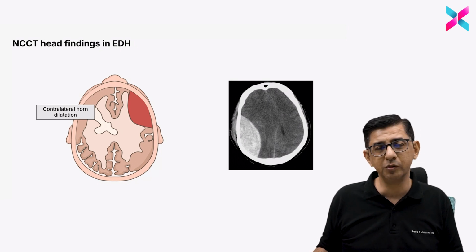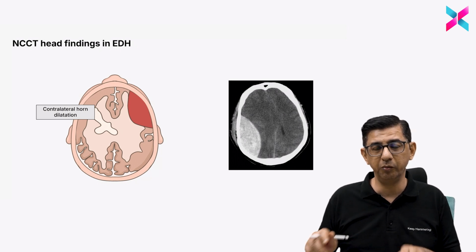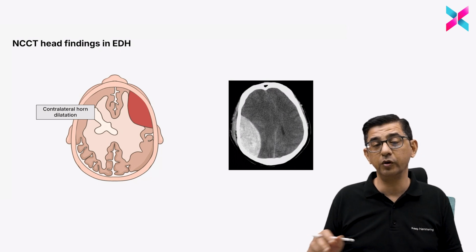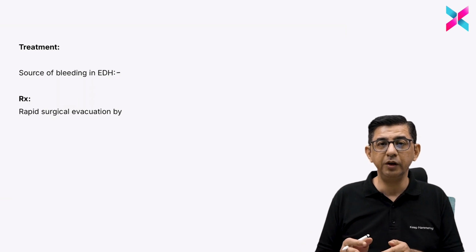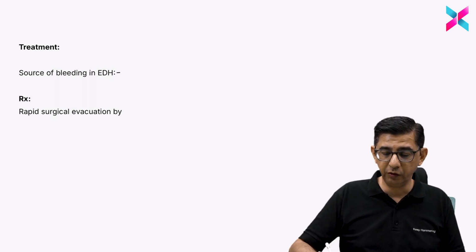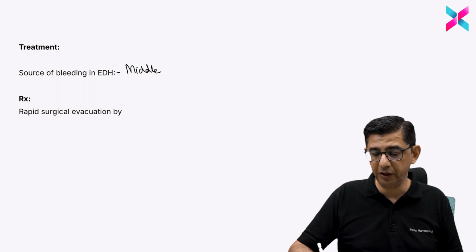So this was mainly to explain to you how the image can be given. It would be a very peculiar shape of biconvexity present. And now we will focus on the treatment part. The treatment is also based on the fact that there is an acute deterioration happening in this case. The source of bleeding in this case is, if you are familiar with that, the middle meningeal artery.